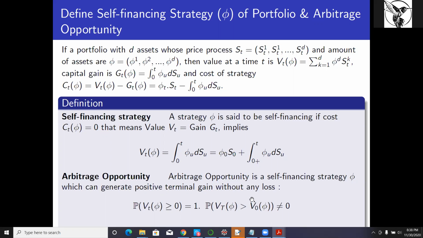And also if I have initial value V_0, the terminal value should be always greater than the initial value, because I'm starting with one particular value and I expect the final value to be greater, otherwise I will incur a loss. And if this probability is not equal to 0, then I'm calling it an arbitrage opportunity. So an arbitrage opportunity existing means a self-financing strategy exists in this particular case.